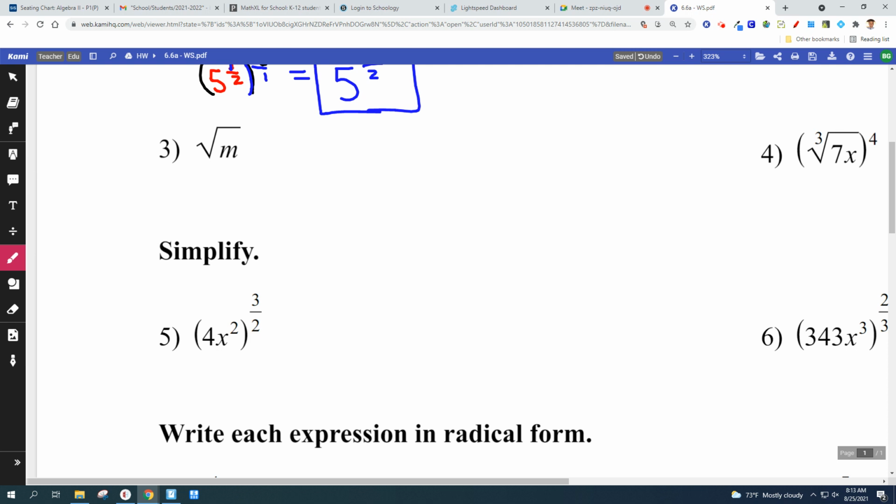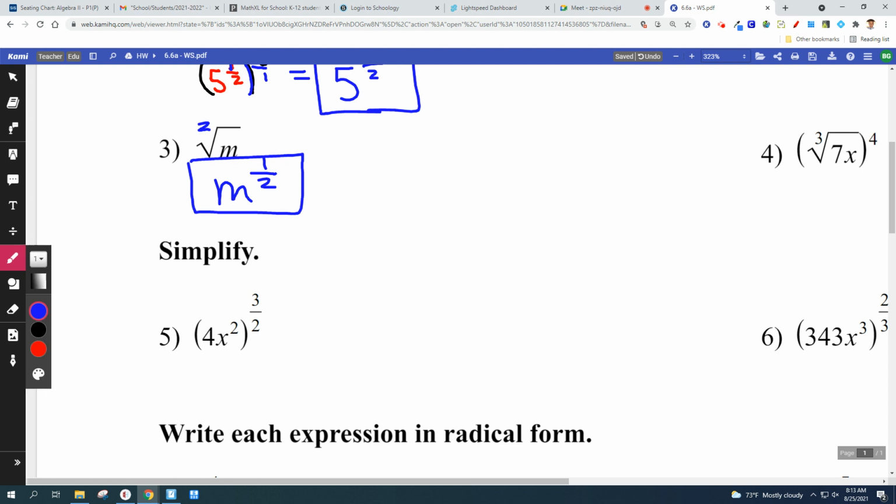So then number 3 is an easy problem because they don't have that extra exponent. You've got a square root. A square root is just a 1/2 power. M to the 1/2. That says square root of m. Same thing. So, you know, let's make it more complicated because I see a problem over there. Let me give you another example.